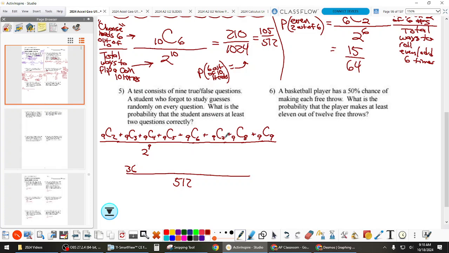And 9C7 is also 36. Remember how we saw that those are the same? So I'll put that down here. Okay, and then 9C3 is what? 84. And 9C6 is also 84. So any of the ones that add up to the total are the same. So 4 and 5, those will both be the same. How much is that one?